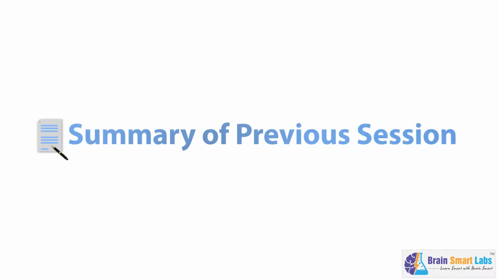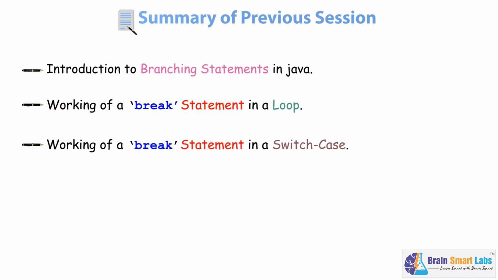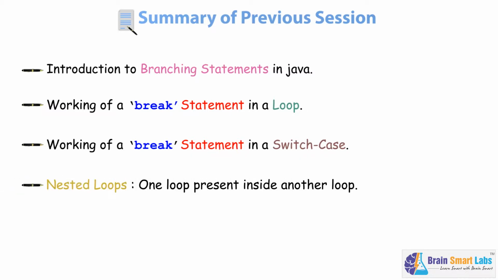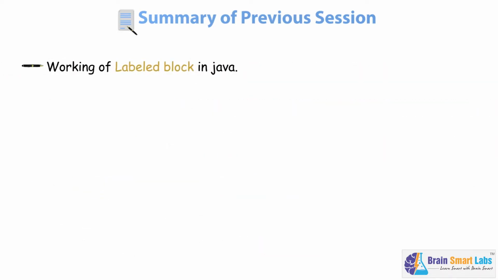In our previous session, More into Loops Part 1, we gave you a brief introduction on branching statements in Java. We saw how a break statement works in a loop, and we also saw why a break statement is always used in a switch case so abundantly. We understood the concept of nested loops, that is, one loop present inside the other loop. And here we saw how a break statement breaks the innermost loop to shift the program control completely outside the loop. We saw how a labeled block will work in Java.